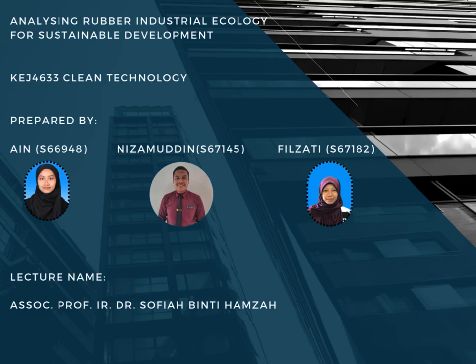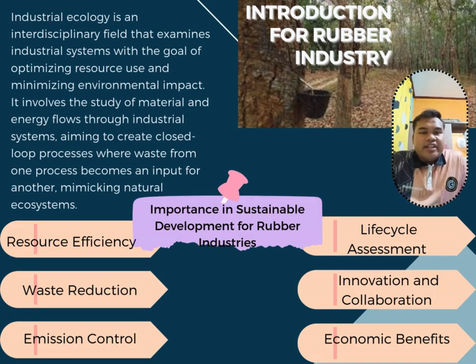We would like to present about analyzing rubber industrial ecology for sustainable development. Introduction for rubber industry. Industrial ecology is an interdisciplinary field that examines industry systems with the goal of optimizing resources and minimizing environmental impact. It involves the study of material and energy flow through industrial systems, aiming to create closed-loop processes where waste from one process becomes an input for another, mimicking natural ecosystems.